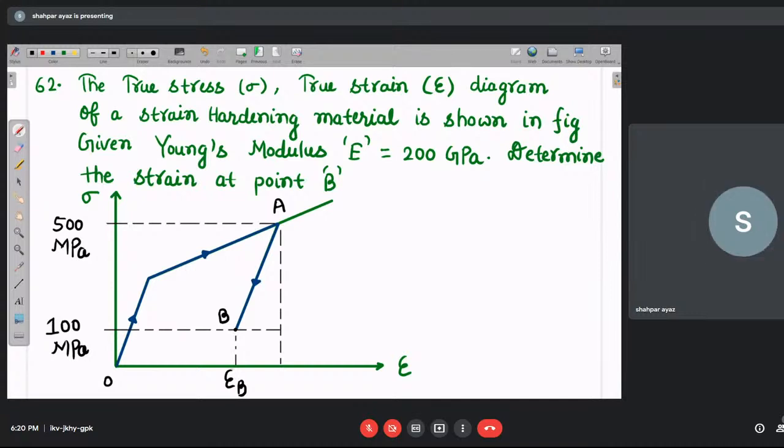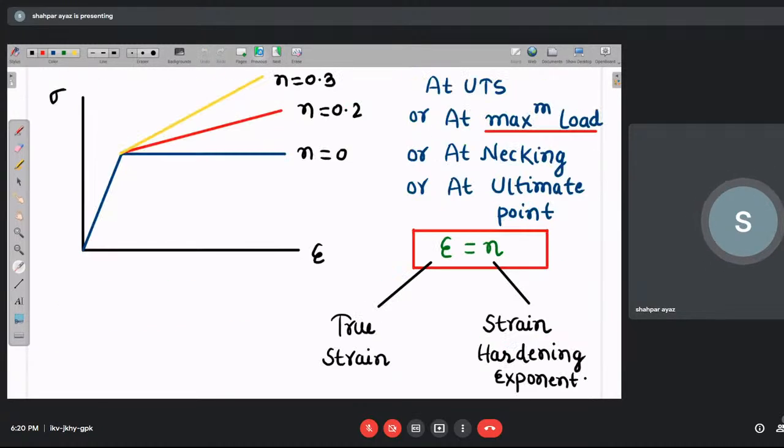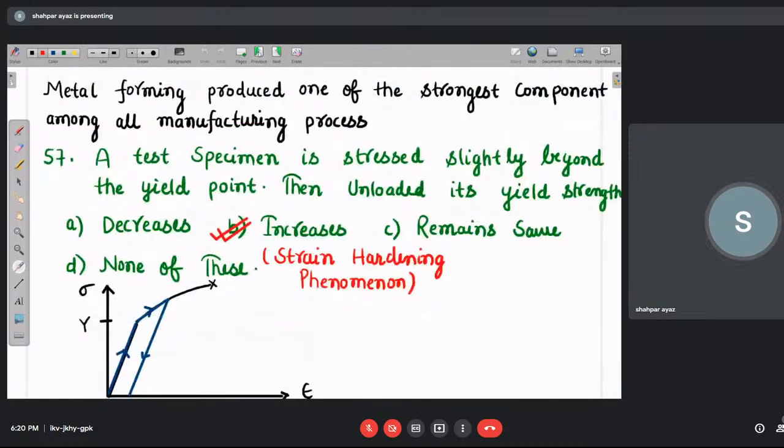Now see, guys, the true stress versus true strain diagram of a strain hardening material is shown in the figure. Modulus of elasticity is given. At this point, we need to calculate the strain. If I find it in the triangle, suppose I'm assuming this point as C. Suppose this is your theta. You know very well this is your loading curve and this is your unloading curve. Both are parallel. I have already taught you all these things in the basics.